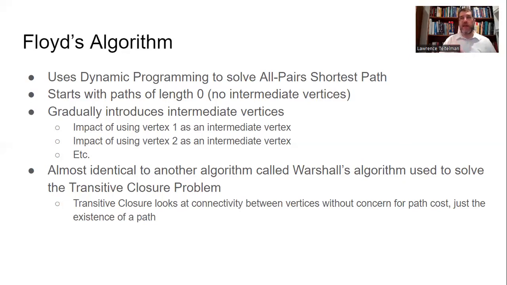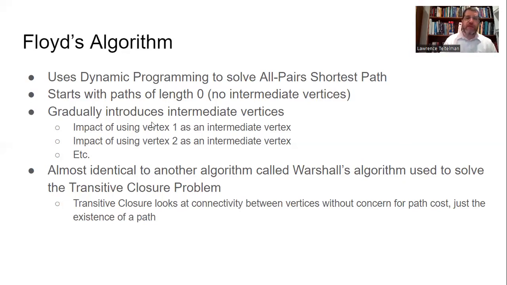So if I'm going from A to B to C to D, back to A, and then to F, just go to A to F the first time around. You'll save some time, right? Floyd's algorithm is very similar to Warshall's algorithm for the transitive closure problem.